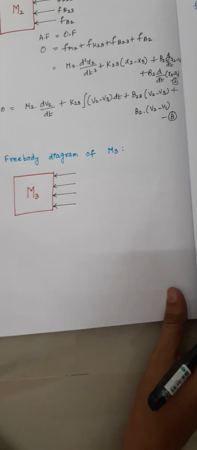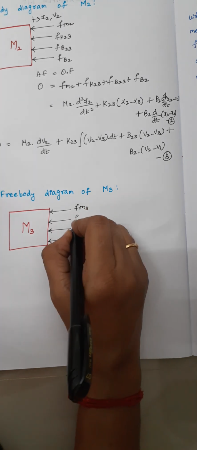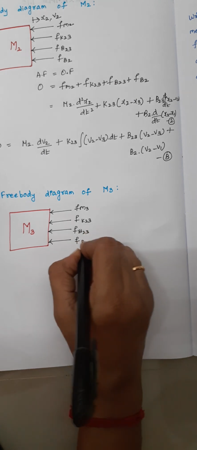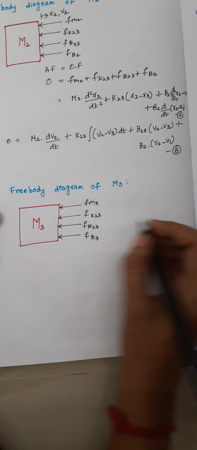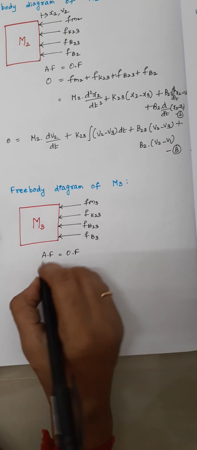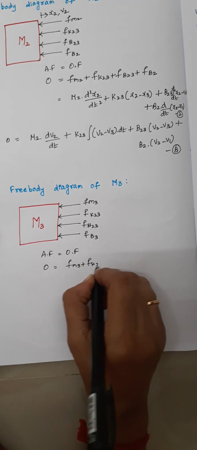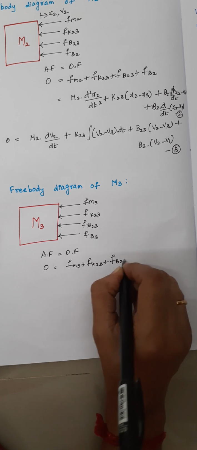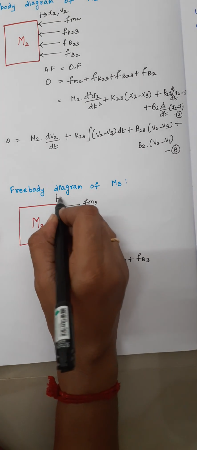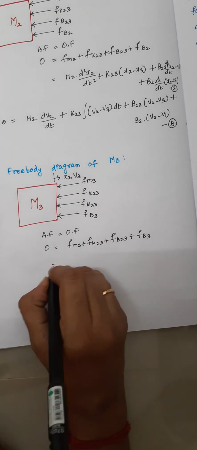So here just write down the expressions Fm3, Fk23, Fb23 and finally Fb3. So again by Newton's second law, here applied force is equal to opposing force. There is no applied force here, and opposing forces are Fm3, Fk23 plus Fb23 plus Fb3, right? Here the displacement produced by this M3 will be x3 and its velocity will be v3. So just substitute the respective values.